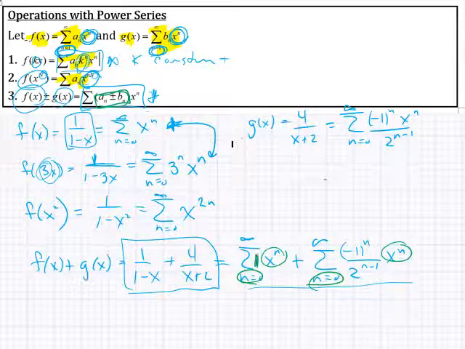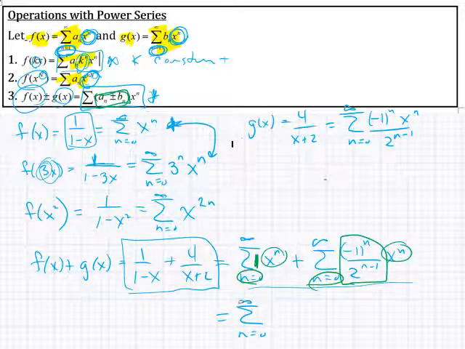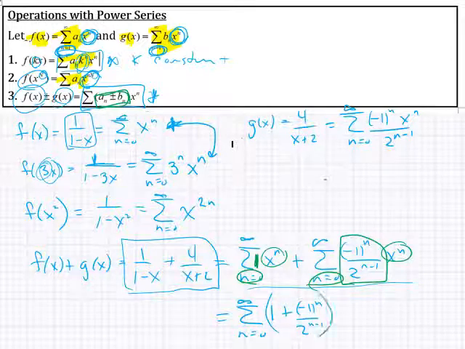Well, in this case, the coefficient is a 1, and here this is the other coefficient. So the series that this should be equal to would be the sum of n equals 0 to infinity of 1 plus negative 1 to the n over 2 to the n minus 1, times x to the n. That's what this function's power series representation would look like. So again, this gives us the ability to alter existing functions in their corresponding power series.